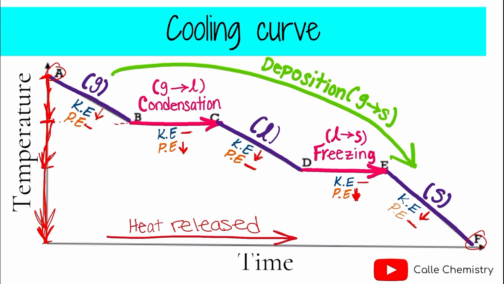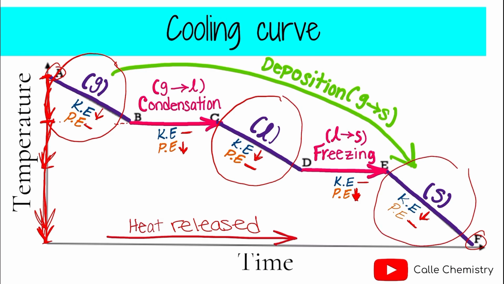We should see a pattern. We see that when this substance is a gas, when it's a liquid, and when it's a solid, the kinetic energy is decreasing while the potential energy is remaining constant. And then we have when this substance is going through phase changes, like condensation and freezing, the kinetic energy is remaining constant and the potential energy is decreasing.